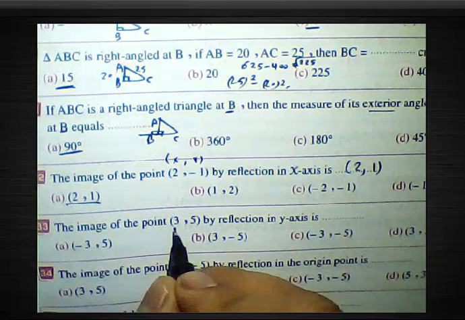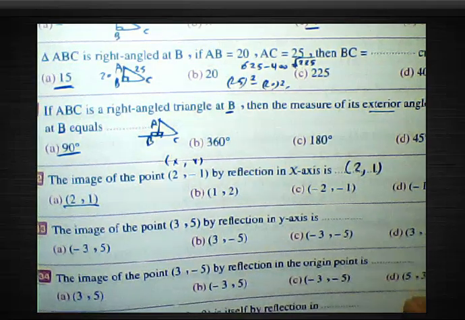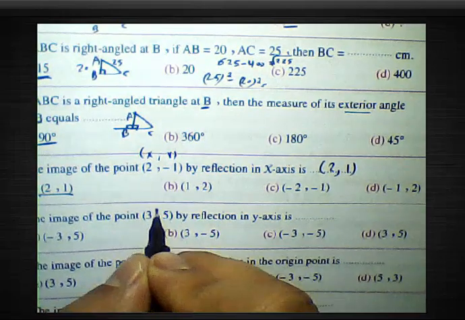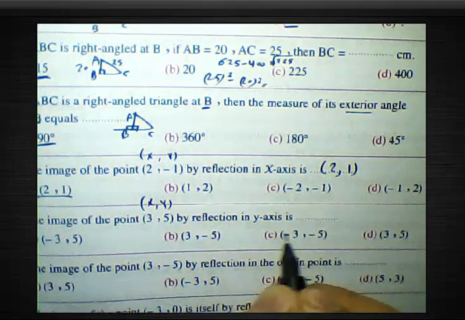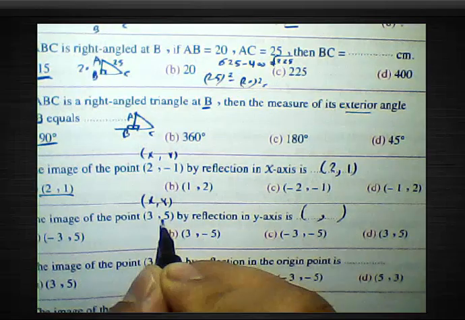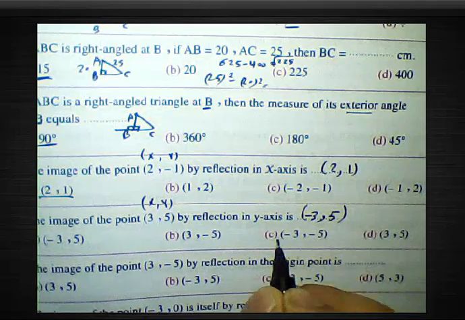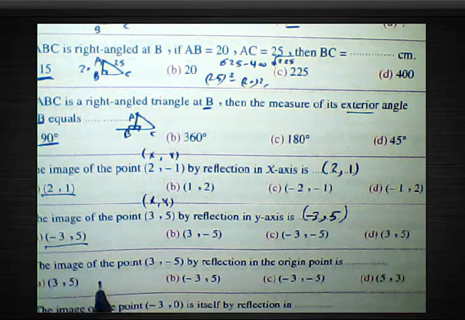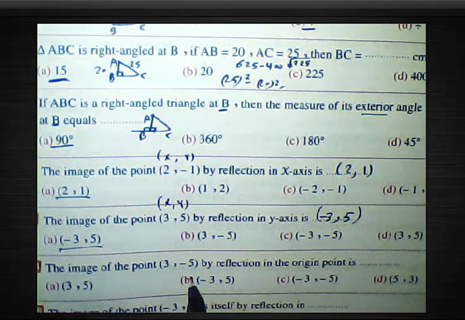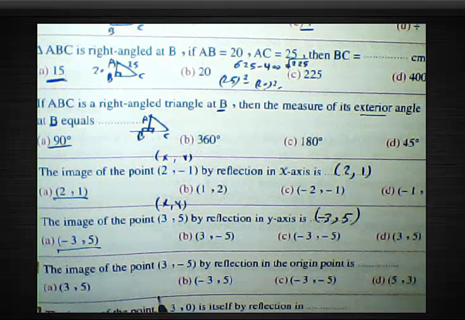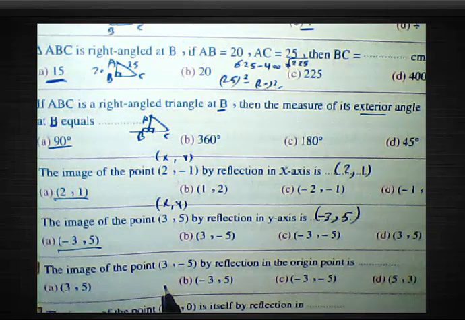The image of the point 3 and 5 by reflection in the y-axis. We know the point x and y. Put y here and change the sign of x. It will be negative 3 and 5. The image of the point 3 and negative 5 by reflection in the origin point: we change both signs here. It will be negative 3 and 5.